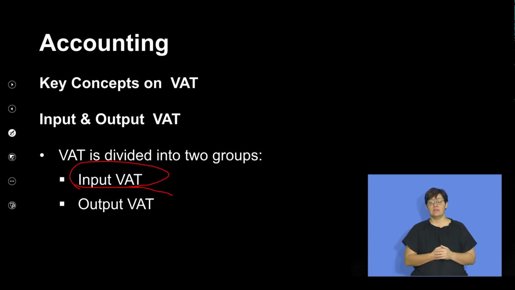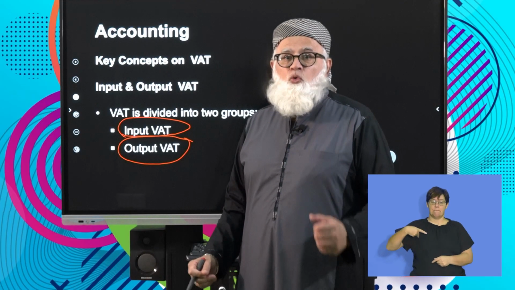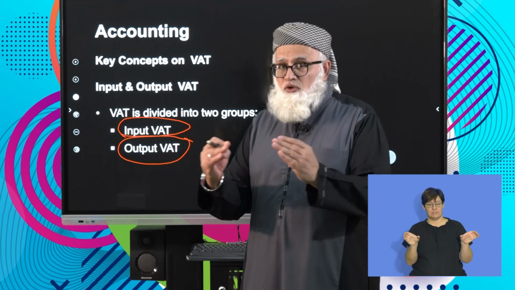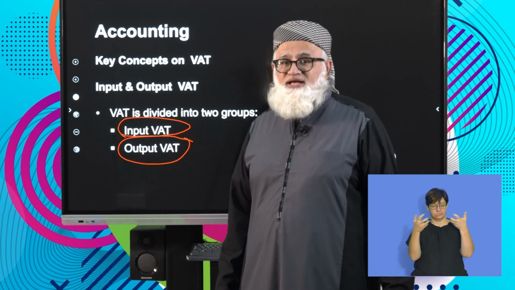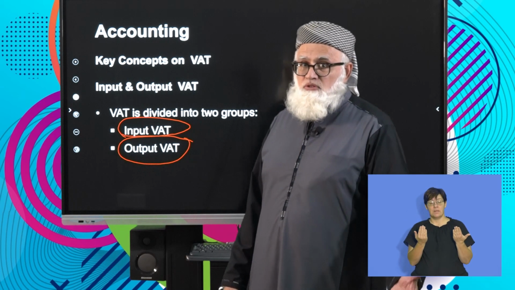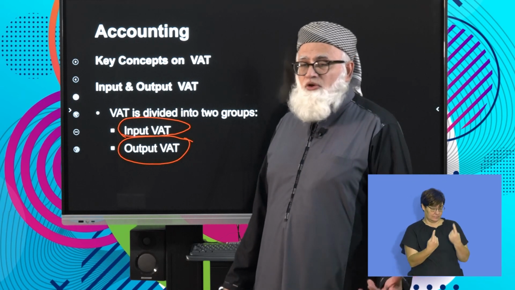Then the output VAT is all the VAT that we have charged customers. In other words, we've collected on behalf of SARS. That amount will then be the amount that we owe to SARS. We'll reconcile the two figures. That means your input and your output, and this will then tell you the answer that we're looking for, whether we're owing SARS or they're owing us.